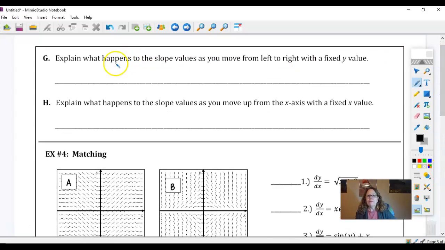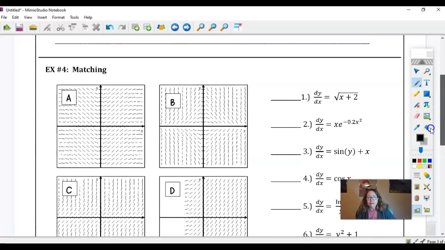So I'm not going to worry about part G and part H. You can go ahead and look up the completed notes, and as you move left to right, again, this is for a particular example, so I don't think that's worth our time to look at that. But I do think this next part is definitely worth our time.